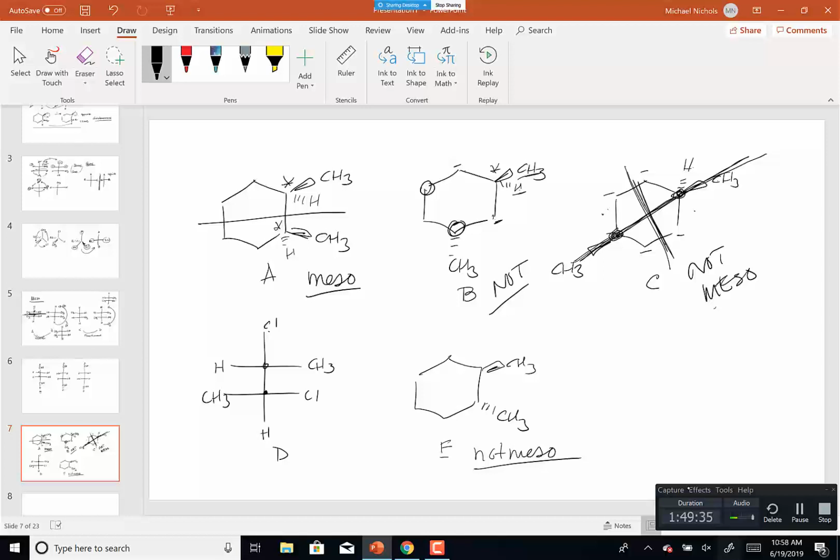So what do you want to line up? Okay, so rotate it this way. Okay, so if I do that, the chlorine is down, the methyl group comes over here, the hydrogen comes over there. Is there a mirror plane? Yes, and so actually this is meso.